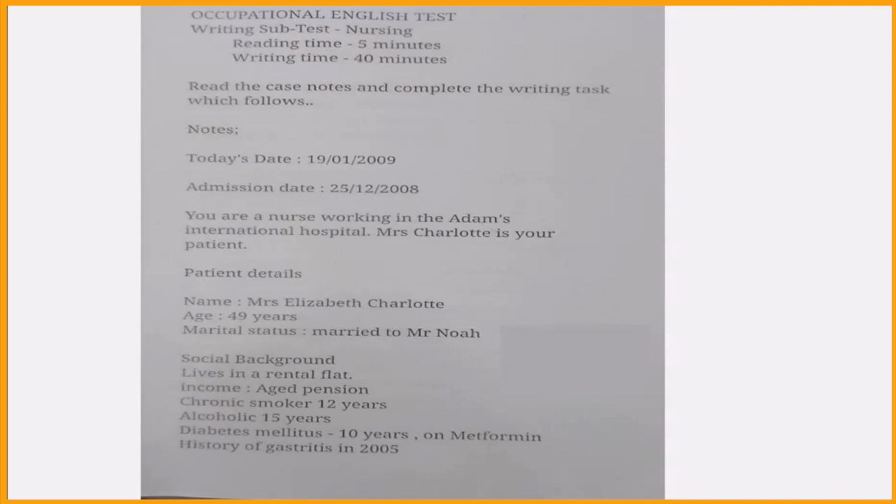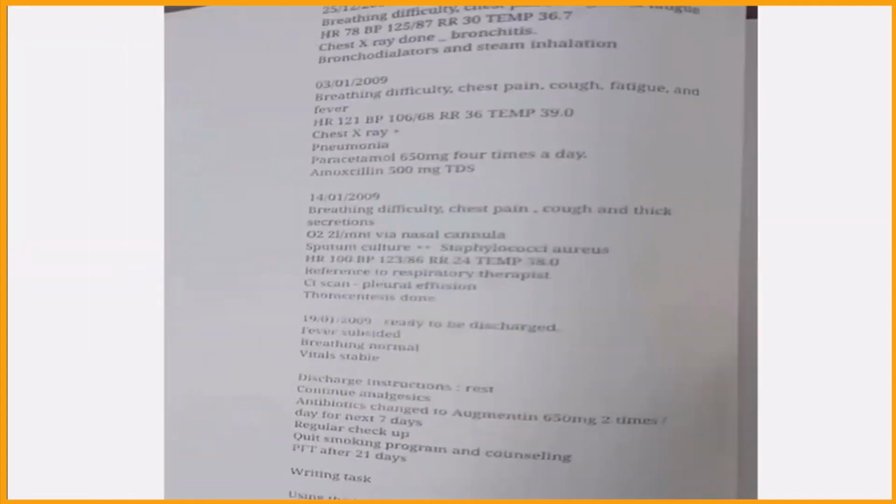Lives in a rented flat. Income, aged pension, and chronic smoker for 12 years. Alcoholic for 15 years. Diabetes mellitus for 10 years, on metformin. History of gastritis in 2005. So we read a little bit about the social background. Do you think this information is already familiar to the GP? Yes. So do you think that should be included in the letter? No.